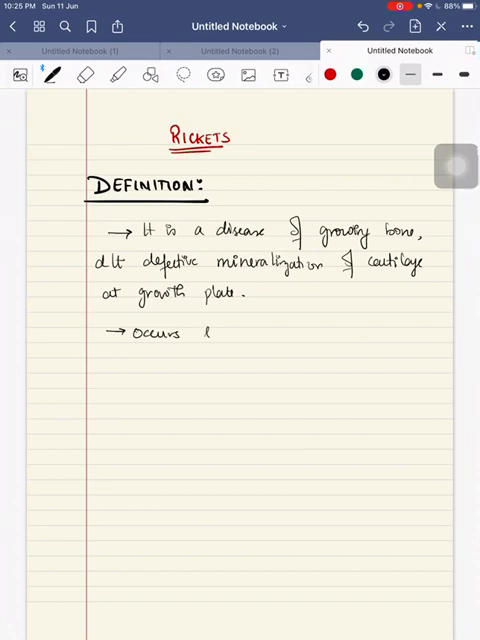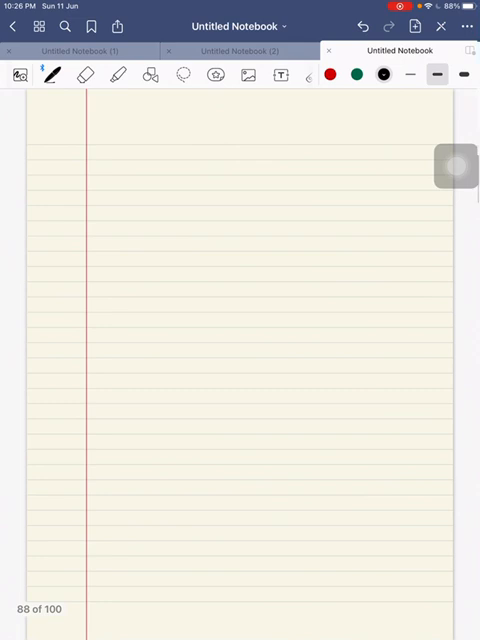This occurs before the fusion of epiphysis. Okay, so this is the definition of rickets. It is a disease of growing bone. It occurs due to the defective mineralization of the cartilage at the growth plate, and it occurs before the fusion of the epiphysis. Next we will see the pathophysiology of this.